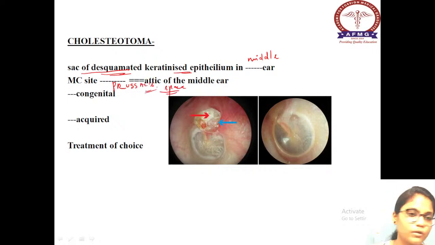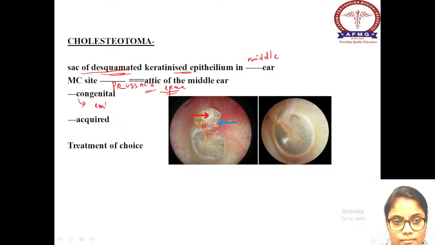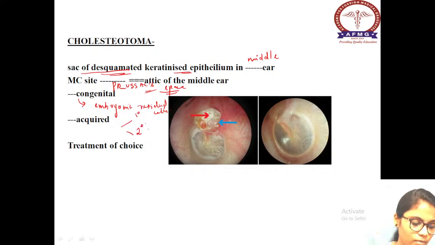That is also important. We have 2 types of them. One is the congenital type and the other is the acquired type. In the congenital type, they arise from embryonic residual cells. In the acquired type, it is either primary or secondary cholesteatoma. In this cholesteatoma, scientists have discovered some theories.